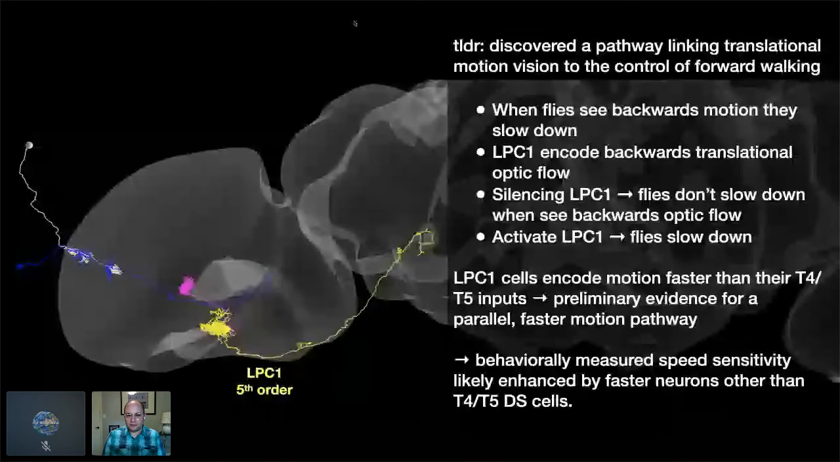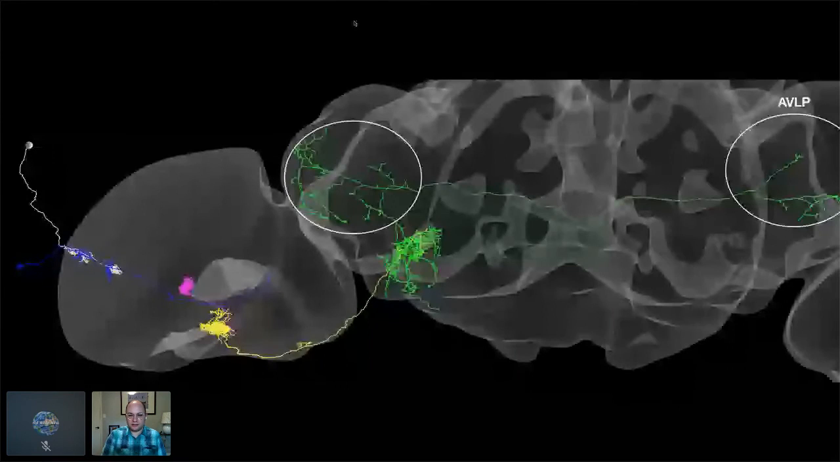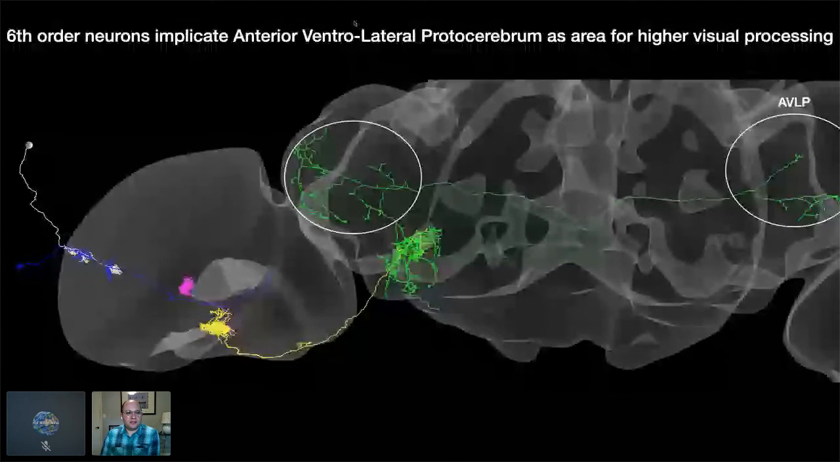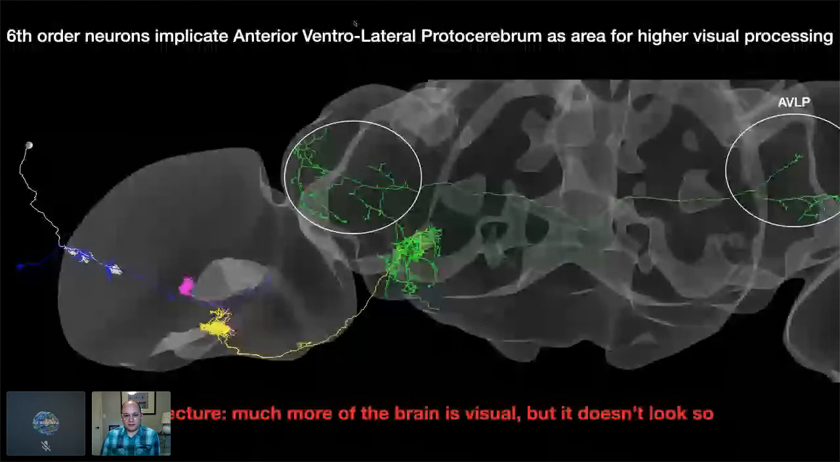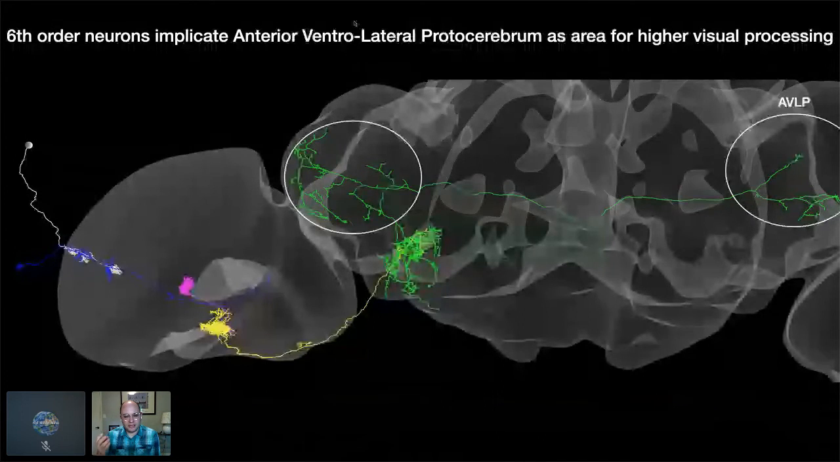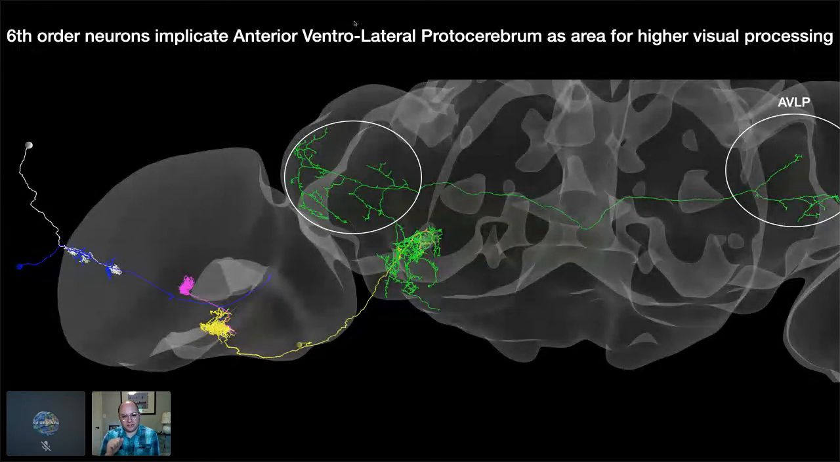But of course, in an EM volume, you can keep going. And so we've reconstructed here the primary target of the LPC1 neurons. There are more, but this is just one that we particularly like. And so this sort of implicates a higher brain area, the so-called anterior ventrolateral protocerebrum, as an area for higher visual processing. And so what's quite interesting is what we don't find, right? So for these backwards seeing visual neurons, we are not finding strong connections to any of the neurons of the central complex or a lot of connections to descending neurons.